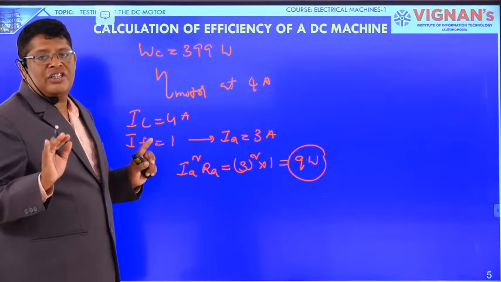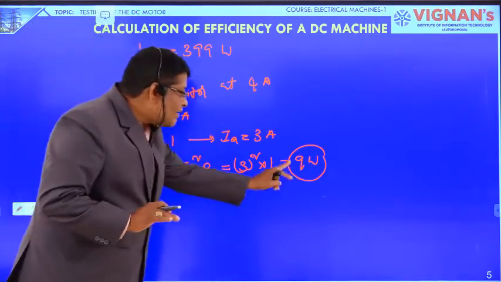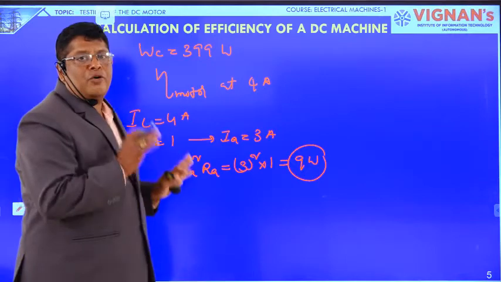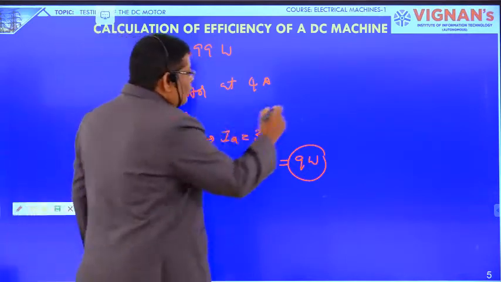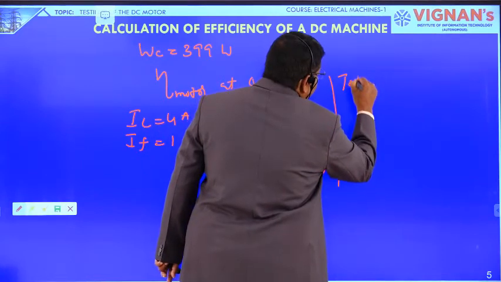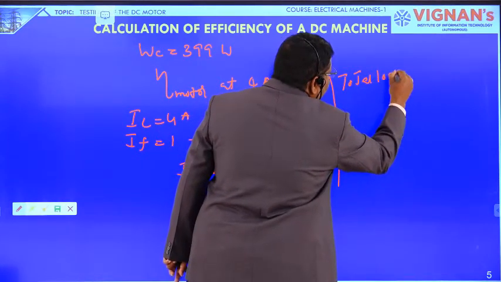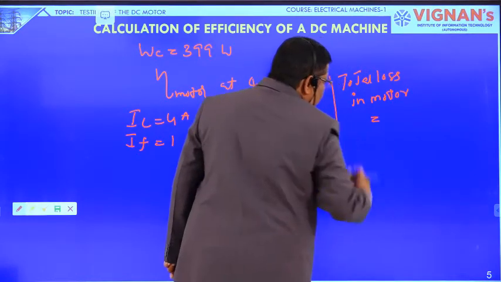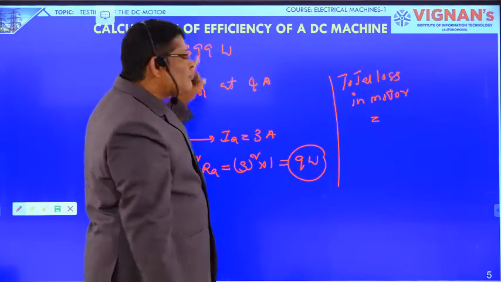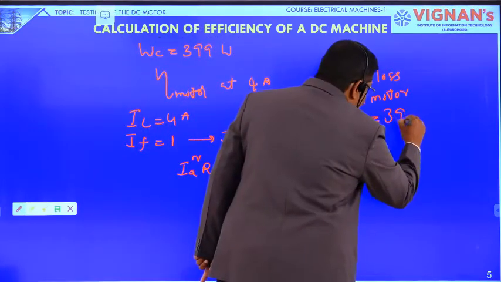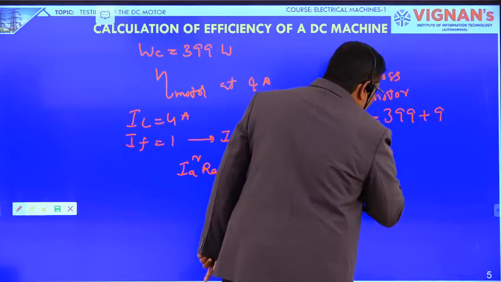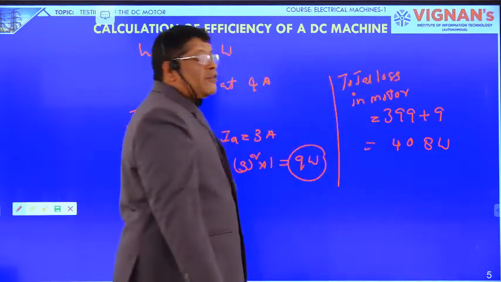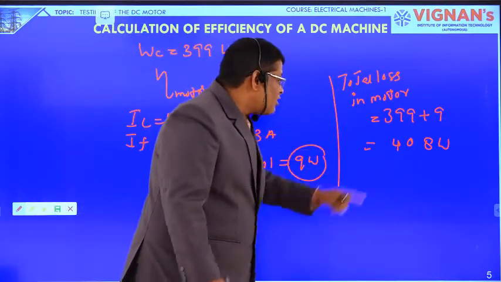Already we know the constant losses. If we add the armature copper loss to the constant losses, we know the total losses that occur in a motor. Total losses in a motor equal the constant losses we know, 399, plus 9 watts. How much are you getting? 408 watts. This is the total amount of loss that occurs in a motor.